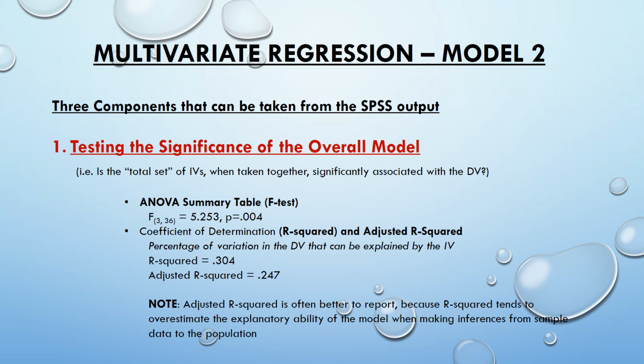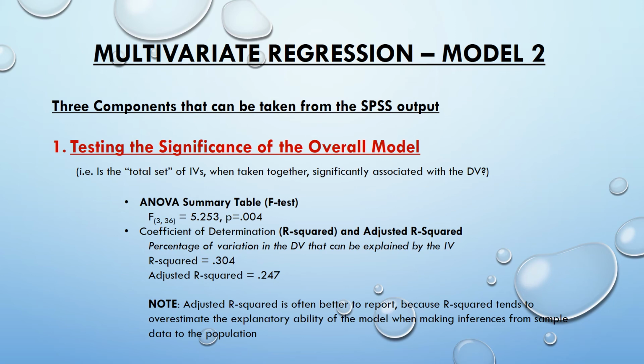So testing the significance of the overall model, which is step one, we would start by looking at the ANOVA table, just like we had done with a bivariate regression. And even though I don't have a picture of the output on this slide, you can refer back to it or print it out, whatever works.